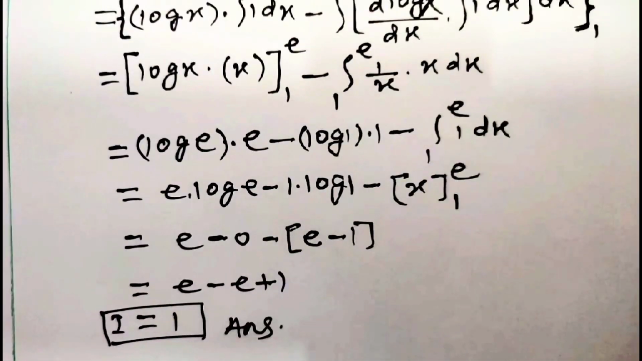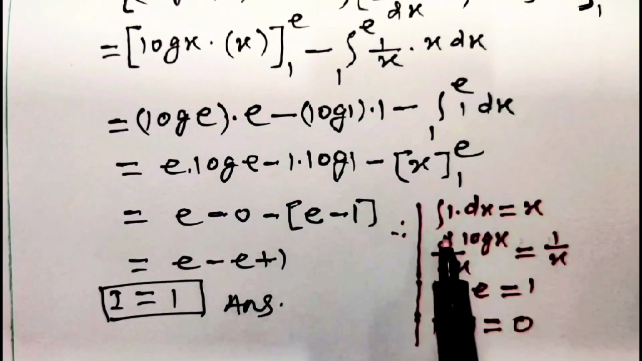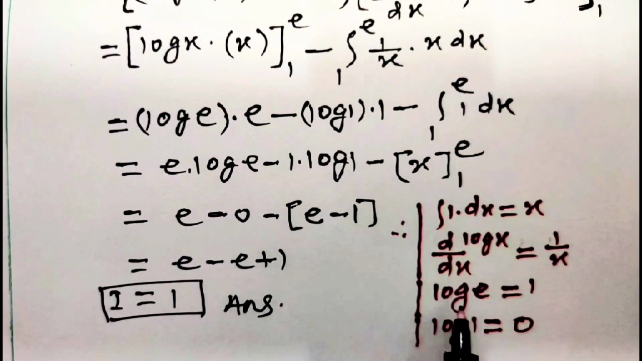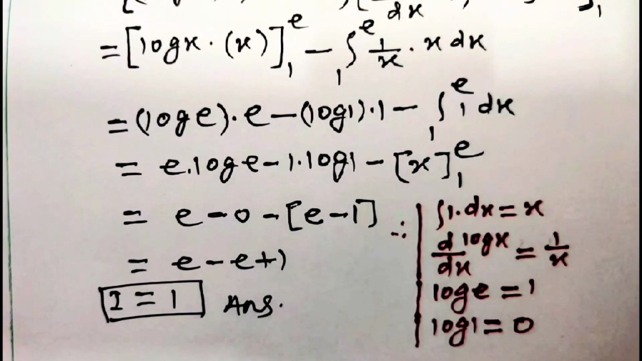This is the answer. Now here, formula number 1, integral of 1 with respect to x is x, derivative of log x with respect to x is 1 upon x, logarithm of e to the base e is equal to 1, and logarithm of 1 to the base e is equal to 0.